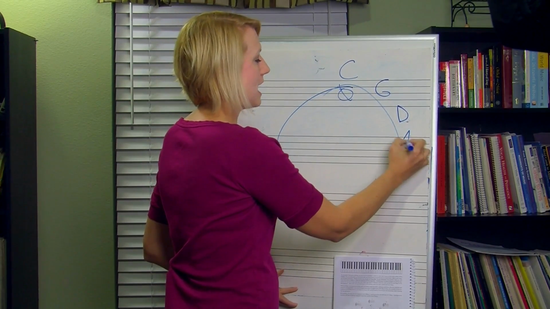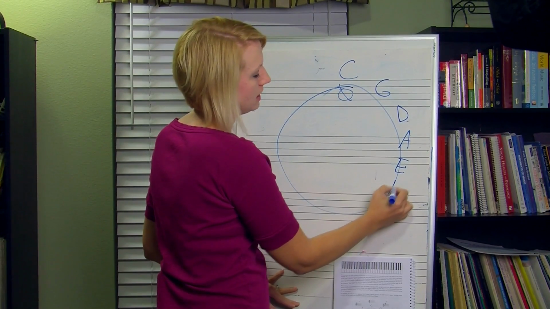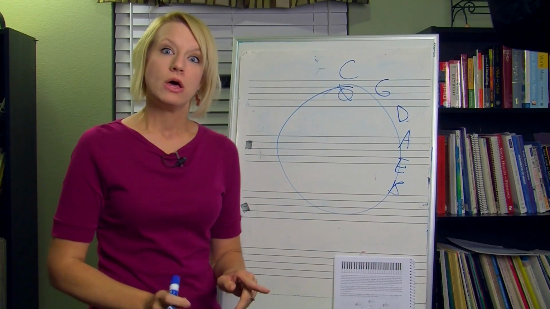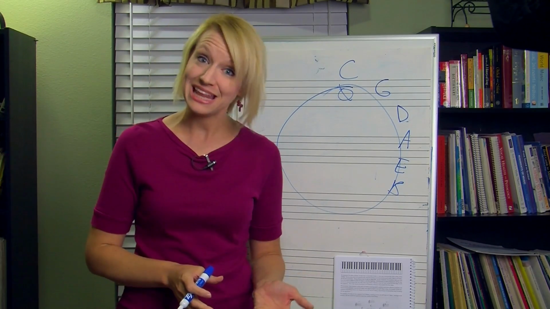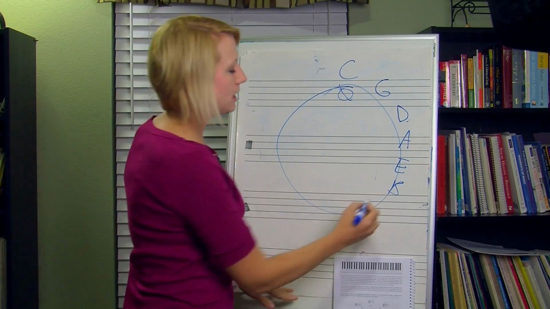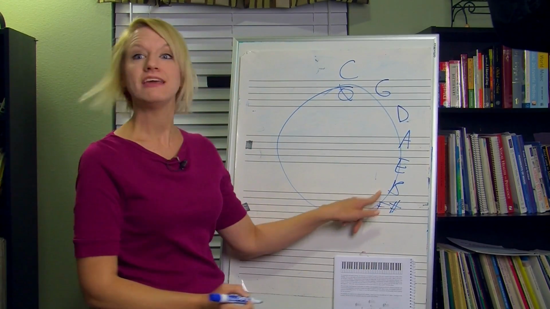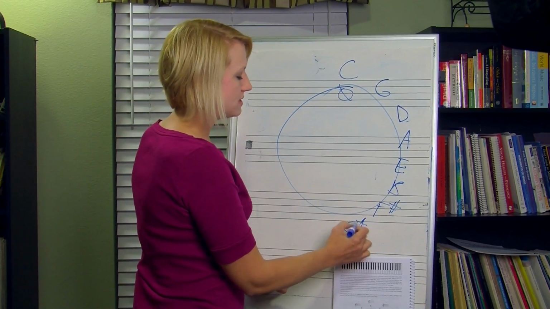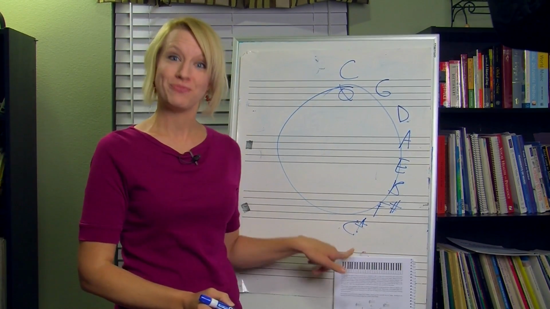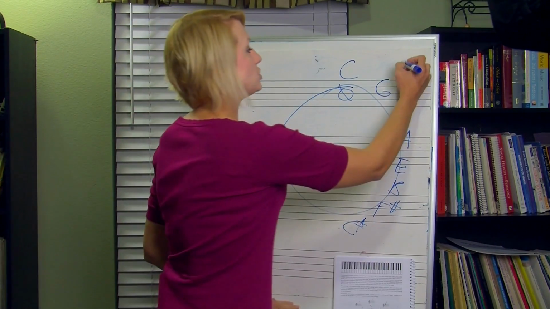From D we go to A, then E, and then B. Now from B, you're also thinking about what the fifth scale degree would be in that key of B. And after B, we're actually going to have F sharp, okay? Because in the key of B, it has an F sharp in it. After F sharp, we're going to have C sharp, because in the key of F sharp, we have a C sharp. So this side over here, these are my sharp keys.